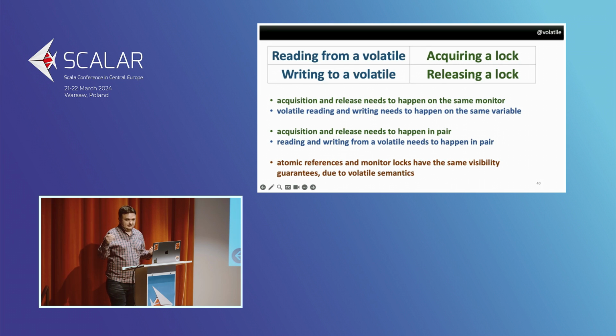But interestingly, there are a lot of similarities between volatiles and locks, right? So acquisition and release needs to happen on the same monitor, on the same lock. You heard that, right? And volatile reading and writing needs to happen on the same variable, otherwise the JVM doesn't give you anything. If you think in terms of memory barriers, if you're a C developer and you've heard of memory barriers, writing to a volatile doesn't guarantee a memory barrier. No way, right? Because the JVM is smart about that.